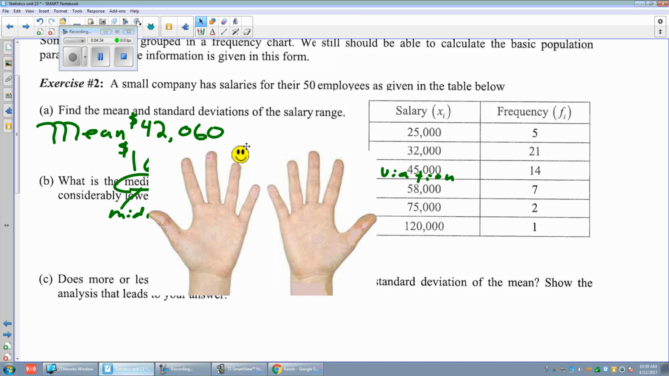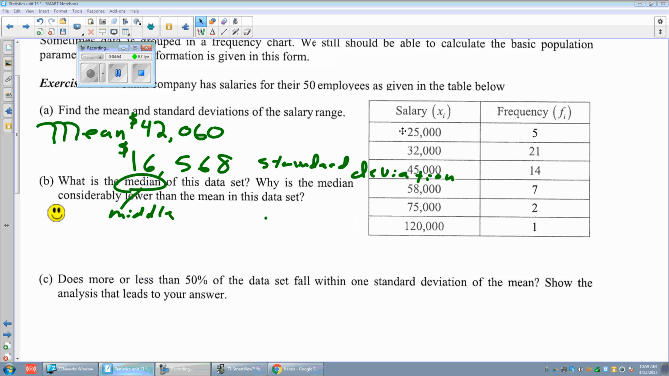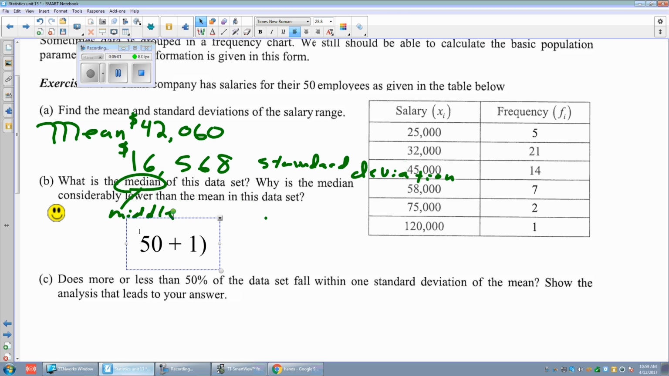1, 2, 3, 4, 5. In the middle is right here. There are 5 to your left, 5 to your right. In the middle is not 5, it's not 6. In the middle is 5.5. So what's the middle of 50? 50 plus 1 divided by 2. That's going to be the middle, which is 25.5.